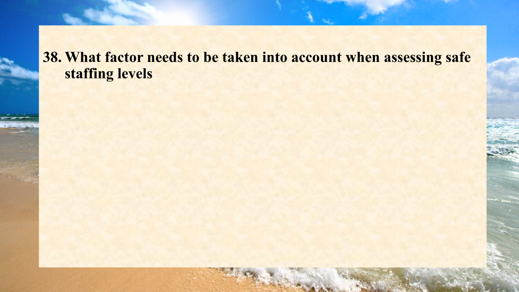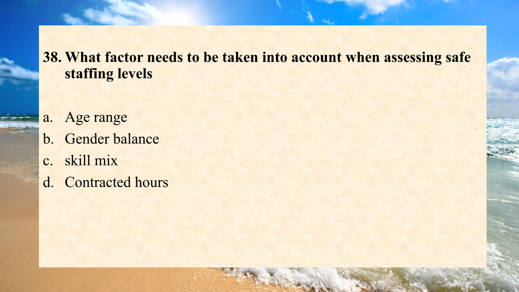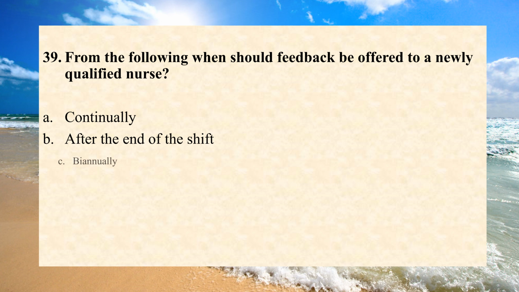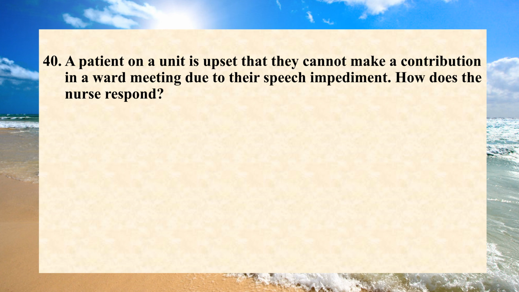What factor needs to be taken into account when assessing safe staffing level? A. Age range. B. Gender balance. C. Skill mix. D. Contracted hour. Answer is C. Skill mix. From the following, when should feedback be offered to a newly qualified nurse? A. Continually. B. After the end of the shift. C. Biannually. D. When they are on leave. Answer is A. Continually.